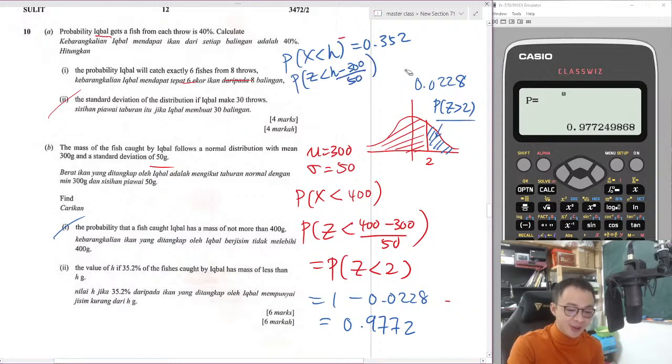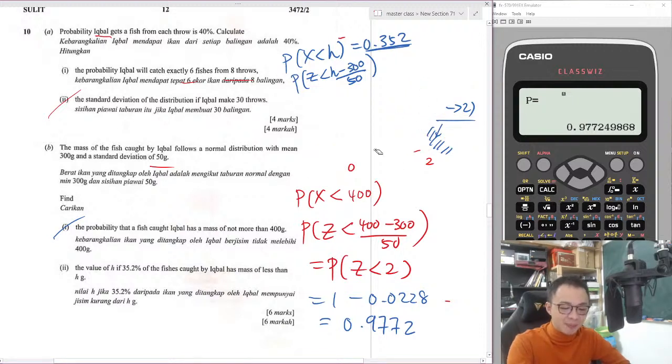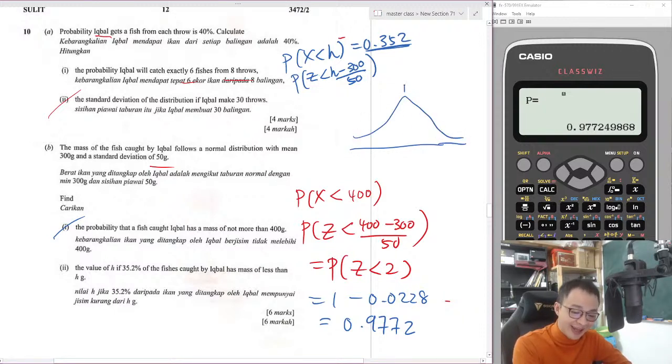Okay, so this one, you need to find from the table. Because you know this probability is less than 0.5. If I draw out the bell-shaped diagram, you should know it's actually in the negative zone, because you want less than. So the whole thing, H minus 300 over 50, must be here, 0.352. If I do it manually, I need to borrow the positive zone to find it. I use the same thing, 0.352.